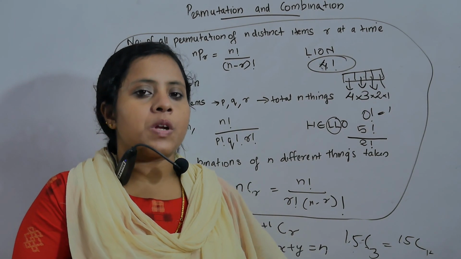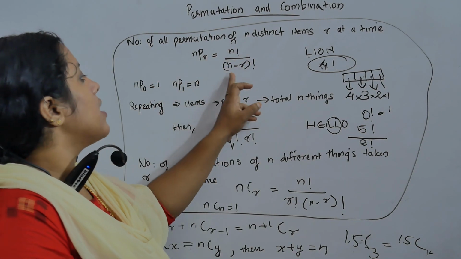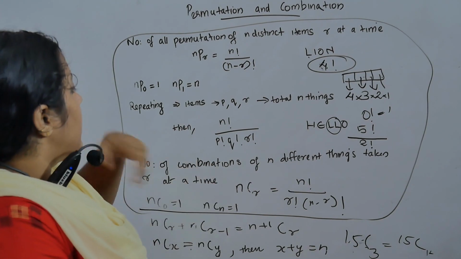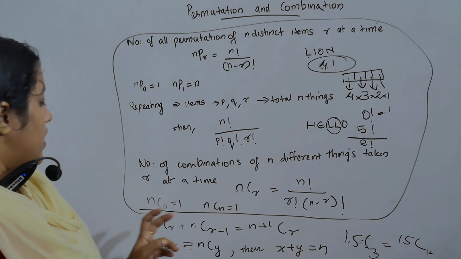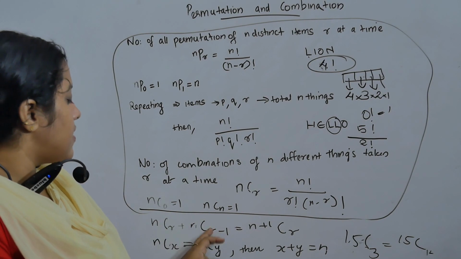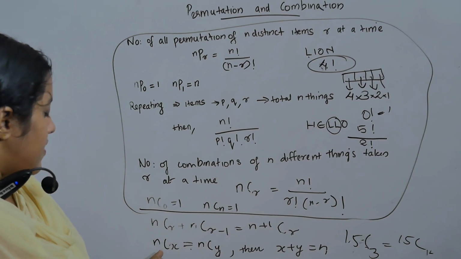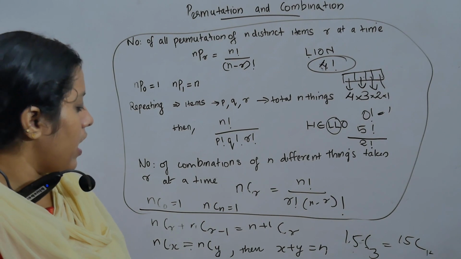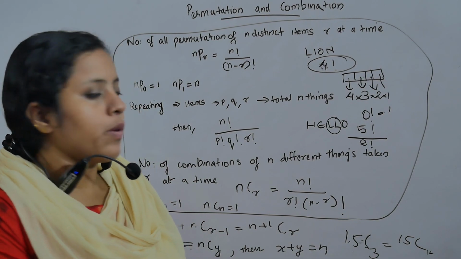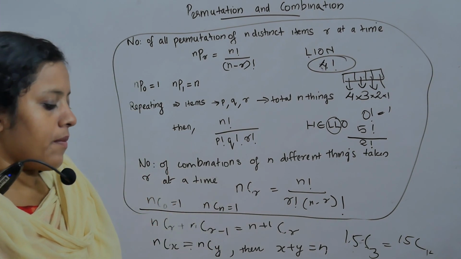Just understand the situation and apply that. So what is nPr? n factorial by n minus r factorial. Then what is nCr? n factorial by r factorial into n minus r factorial. What is nCr plus nCr minus 1? That is n plus 1 Cr. If nCx is equal to nCy, then we can write x plus y is equal to n. Now we will see the problems.